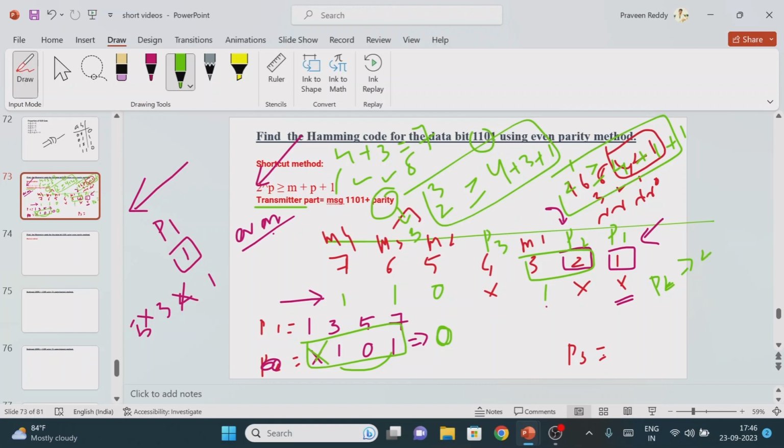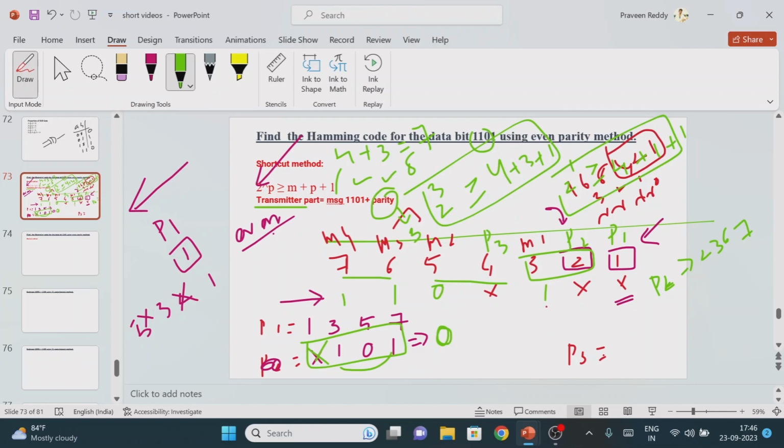So to find out, we need to consider 2, 3. Next, for 4 and 5, we need to skip. It means if we started from the second location, 2 bits need to be considered and 2 bits skipped, right? So next to be considered, what are they? 6, 7, right? So 2, 3 consider, then 4, 5 skip, 6, 7 consider, 8, 9 skip, something like this.